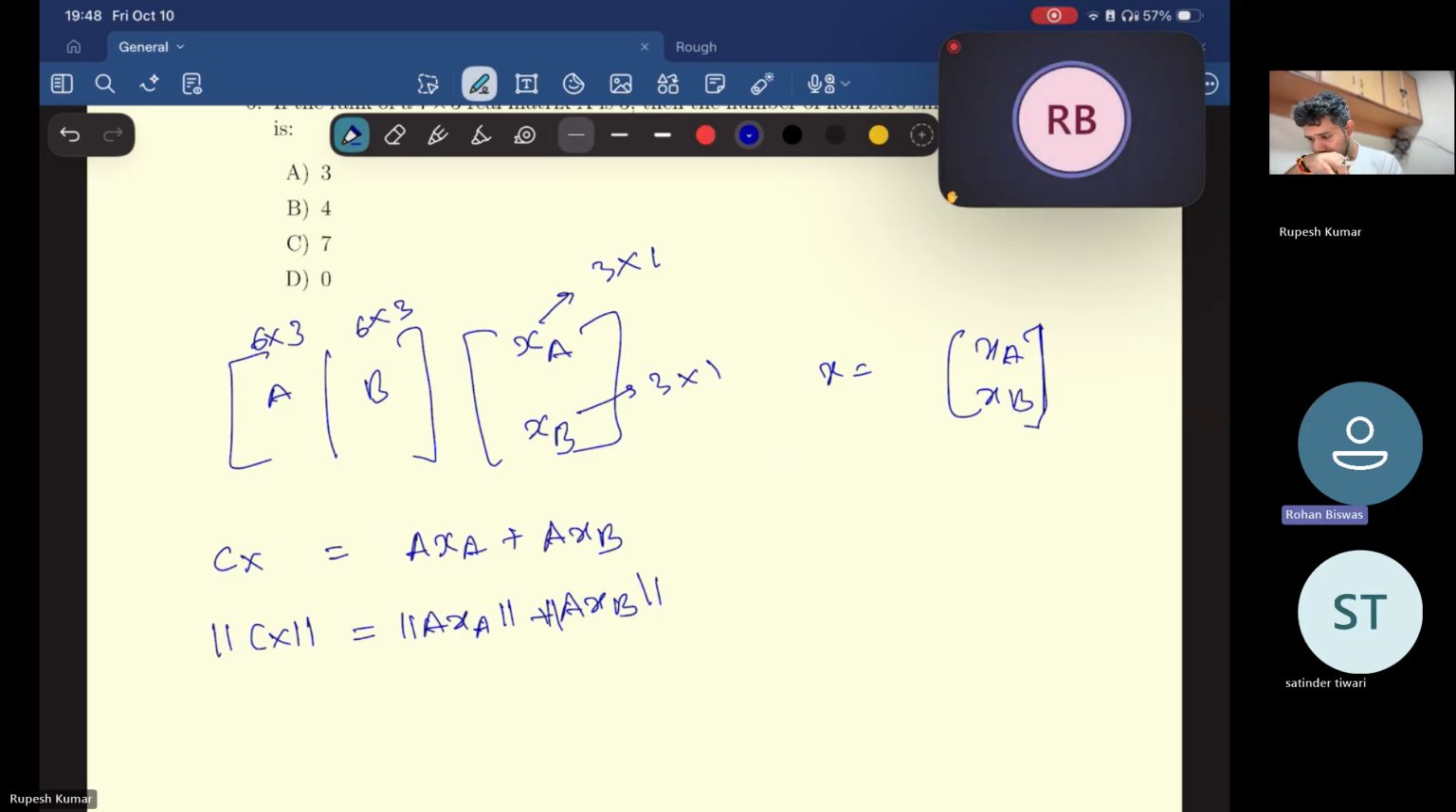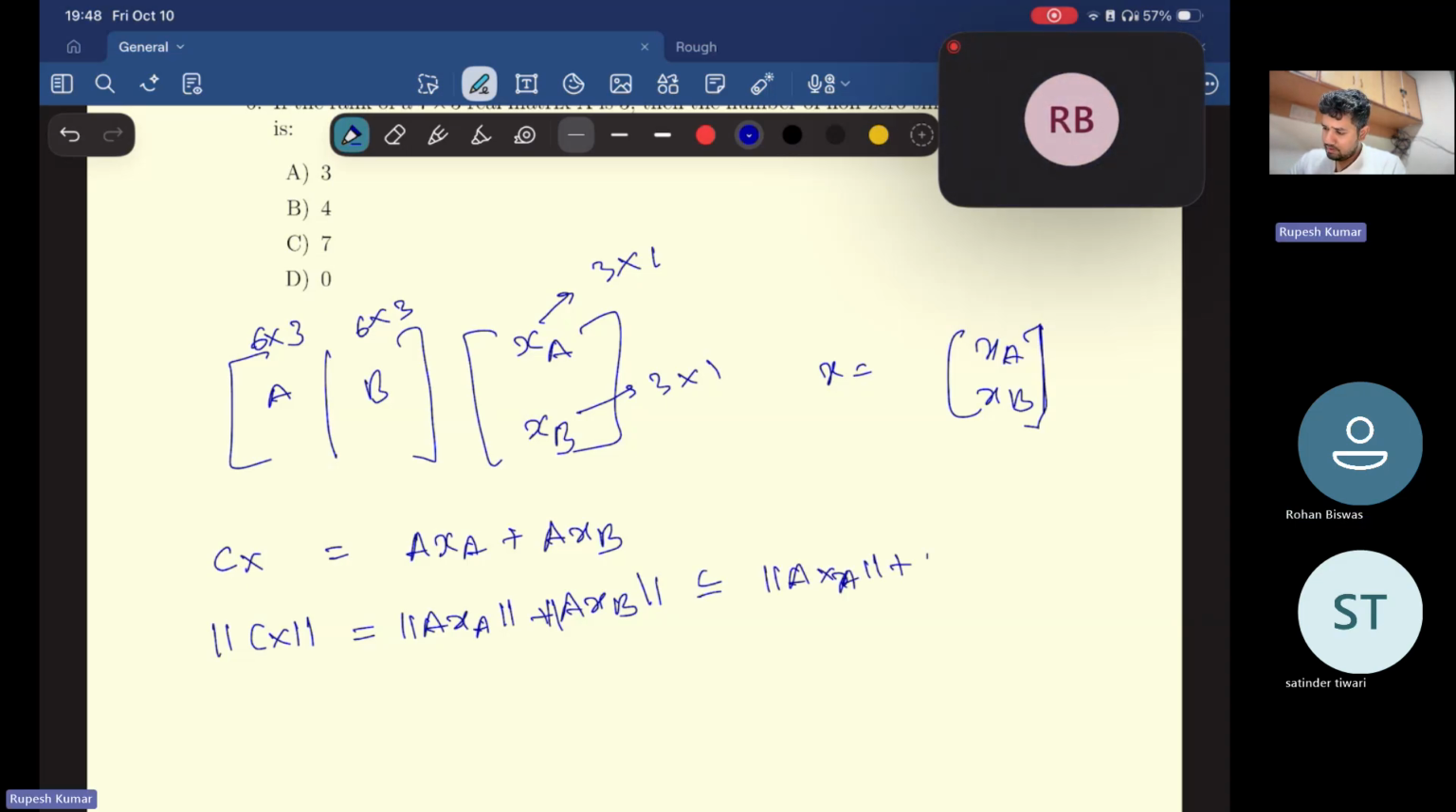Then you can write it something like this. Norm of this is this. Now can we put some bound? We might need to use some sort of triangle inequality here. So this will be less than or equal to norm of AXA plus norm of BXB, right? Norm of CX is this.